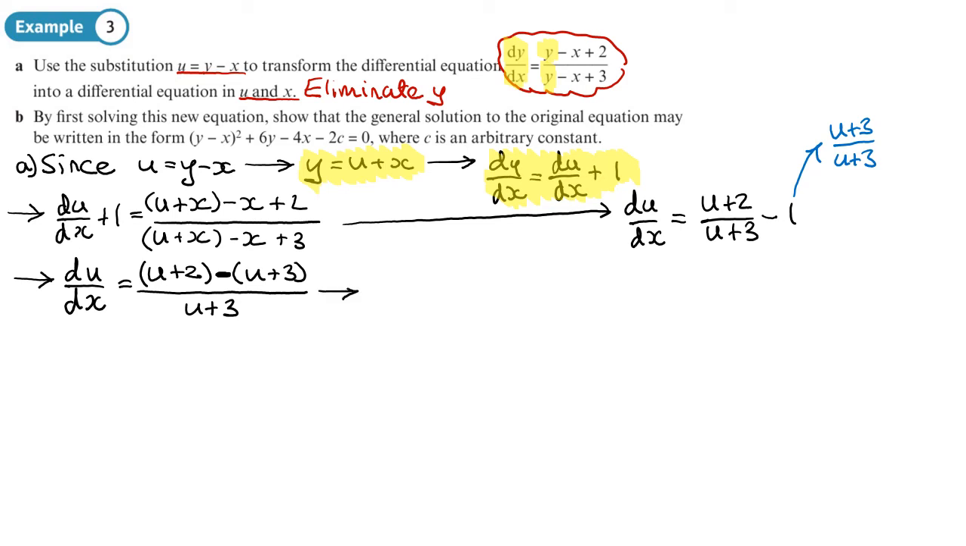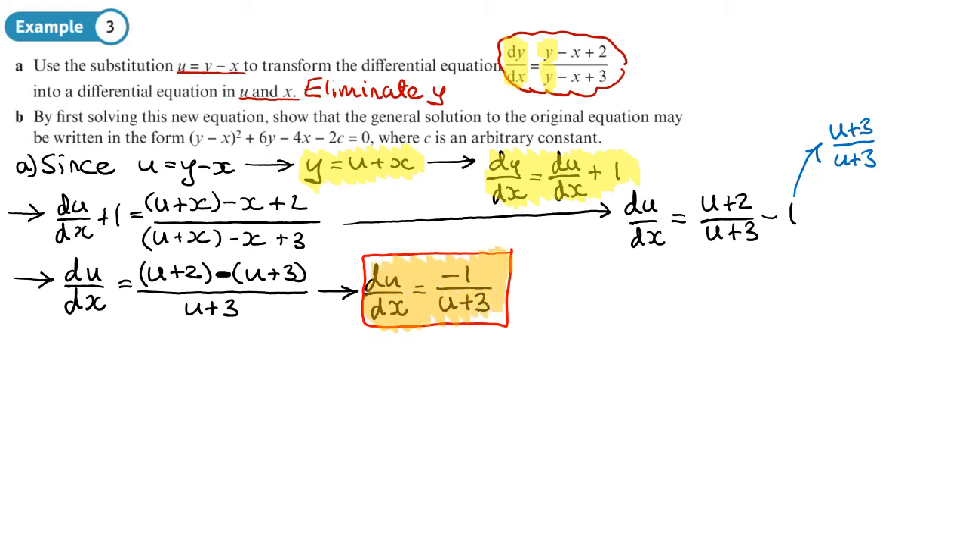Let's now simplify that. So du dx, let's see what we got at the top. u minus u, well that's nothing. And then 2 minus 3, that's minus 1. Over u plus 3, that's just nice and neat. So there we go. We've transformed it into a differential equation just involving u and x as they wanted. So that's part A done.